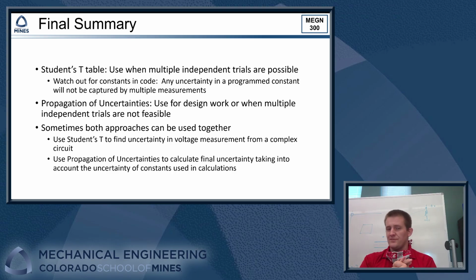Okay, so to finally wrap up, your student's t-table, you want to use that when you have multiple independent trials that are possible. Propagation of uncertainties is more for design work, or when you can't do multiple trials. And sometimes you can use a hybrid approach. Like sometimes you can use student t to find uncertainty in, say, a voltage measurement, and then you can use propagation of uncertainty to take that uncertainty that you found with student t and propagate it through whatever math that you're doing in your analysis of that voltage measurement to come up with a final value. That's totally valid to use a hybrid approach that way also.